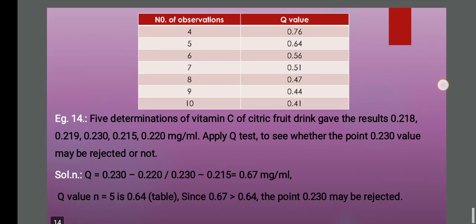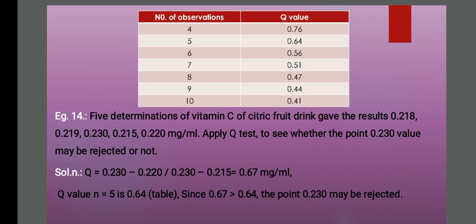So this is the Q table. You can see the table here. For number of observations 4, the Q value is 0.76. For 5 observations, the value is 0.64. For 6 it is 0.56, for 7 it is 0.51, for 8 it is 0.47, for 9 it is 0.44, and for 10 it is 0.41. With these ideas in mind, we'll go with the problem.